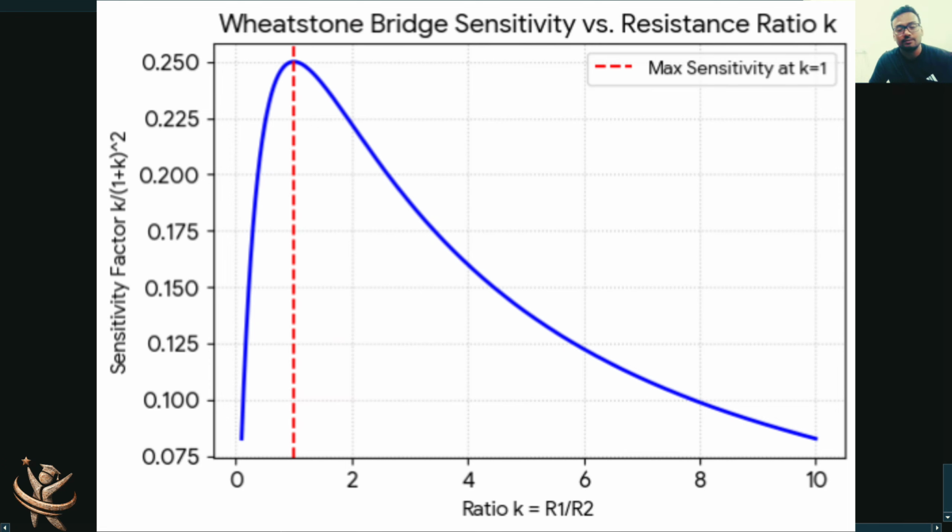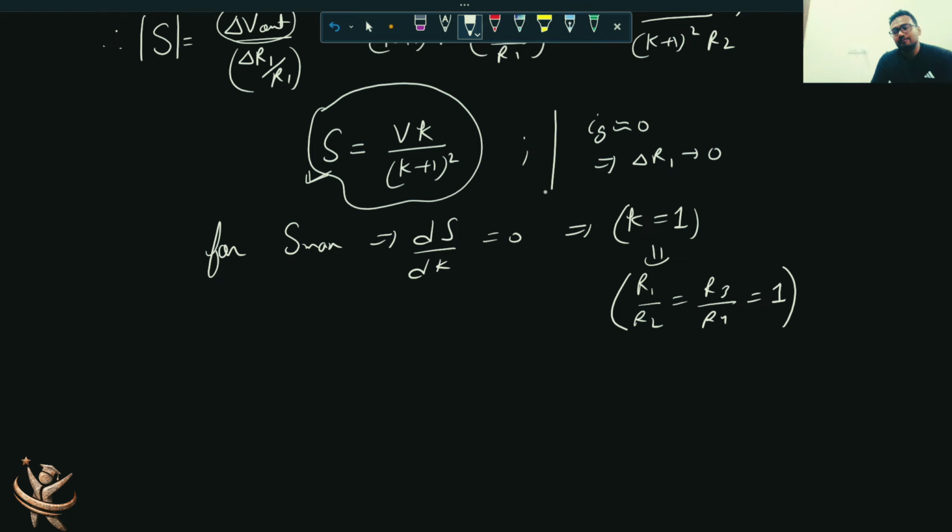As I said, that is the proof. So once again, let me explain what exactly is happening here. In a balanced condition of a Wheatstone bridge, if all the resistors are the same, and you change at least one of them, making a very minute change, delta R1 tends to 0, even with that minor change the Wheatstone bridge is quite sensitive.